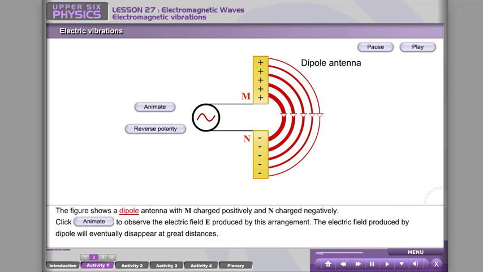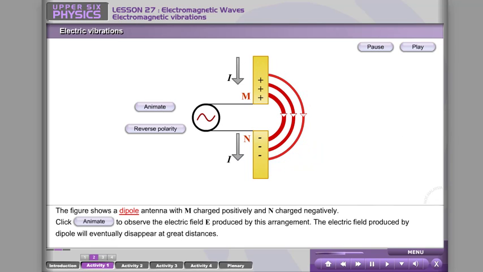The figure shows a dipole antenna with M charged positively and N charged negatively. Click the Animate button to observe the electric field E produced by this arrangement. The electric field produced by a dipole will eventually disappear at great distances.